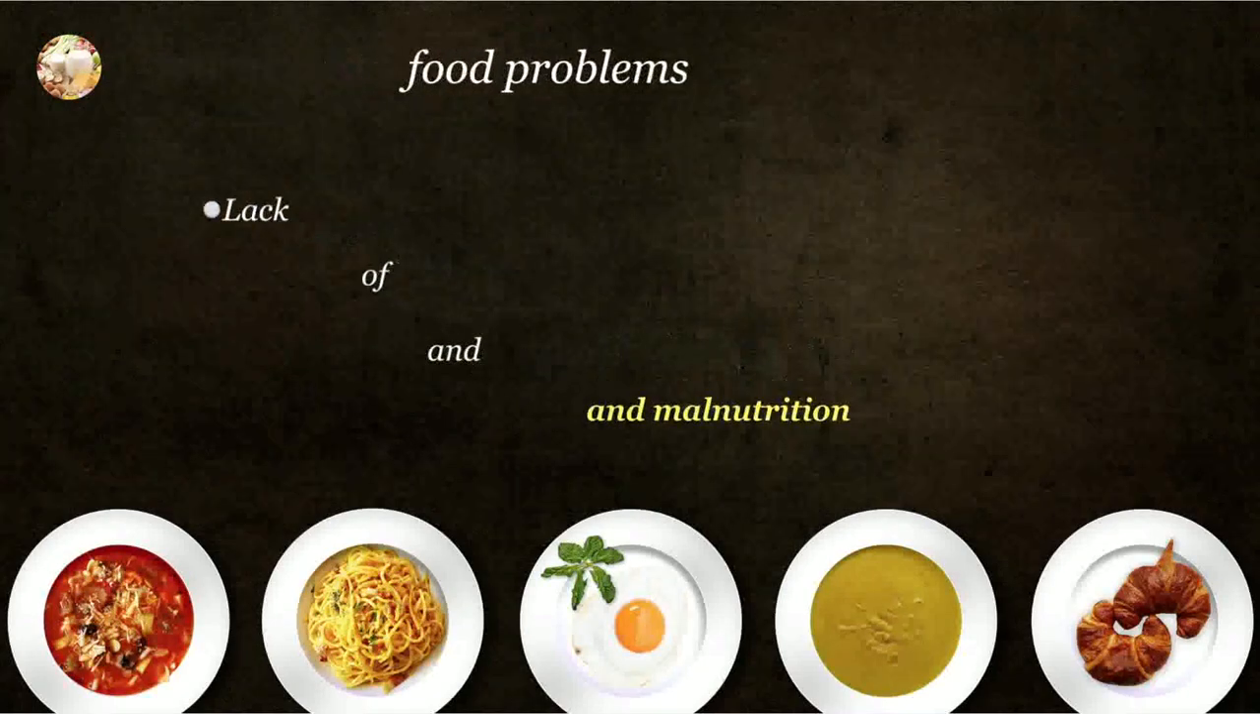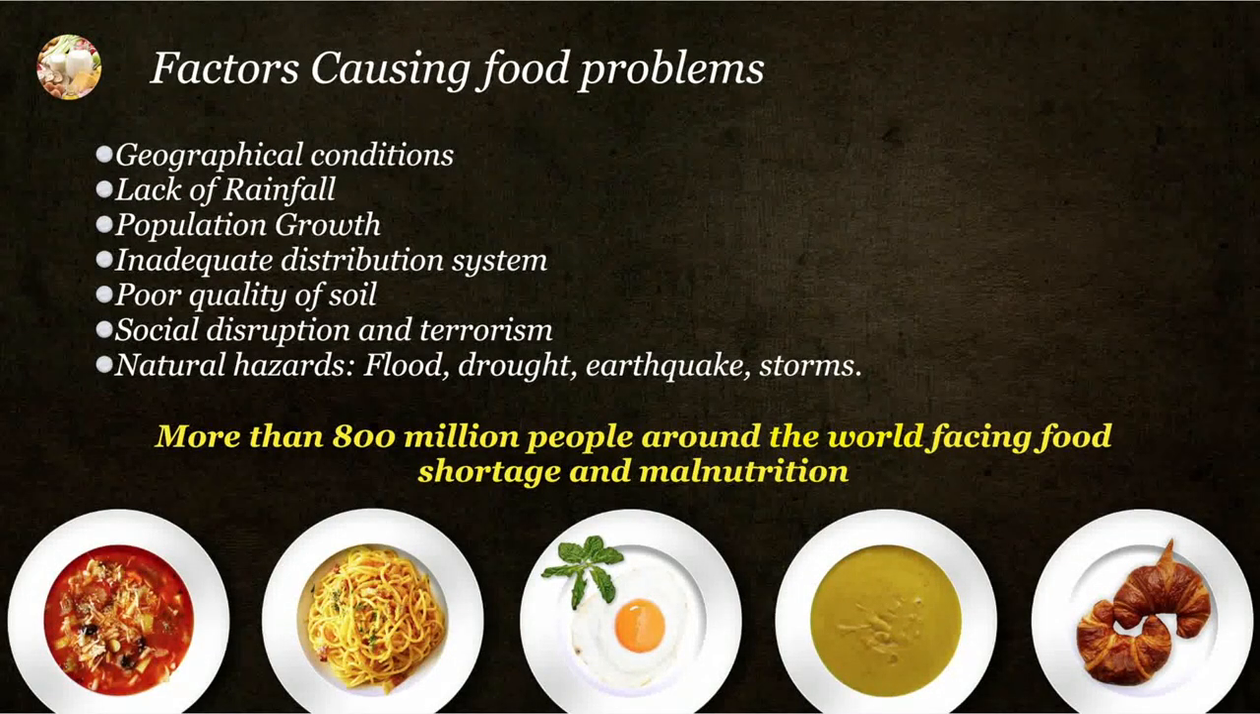And what are the factors that cause the food problems? First of all, geographical conditions and lack of rainfall. Because of this, we are not getting enough production. Secondly, population growth. As the population is growing at a very high speed, producing food for this growing population is very difficult. Inadequate distribution system: the proper distribution system is also not available. Then there is poor quality of soil, social disruption and terrorism. Natural hazards like flood, drought, earthquake, etc. may also cause these food problems.